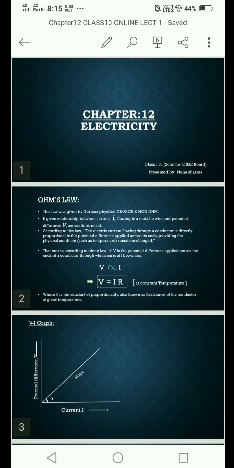So, good morning, students. Today we will start chapter number 12, electricity. This is class 10th, 10th A and 10th B both.